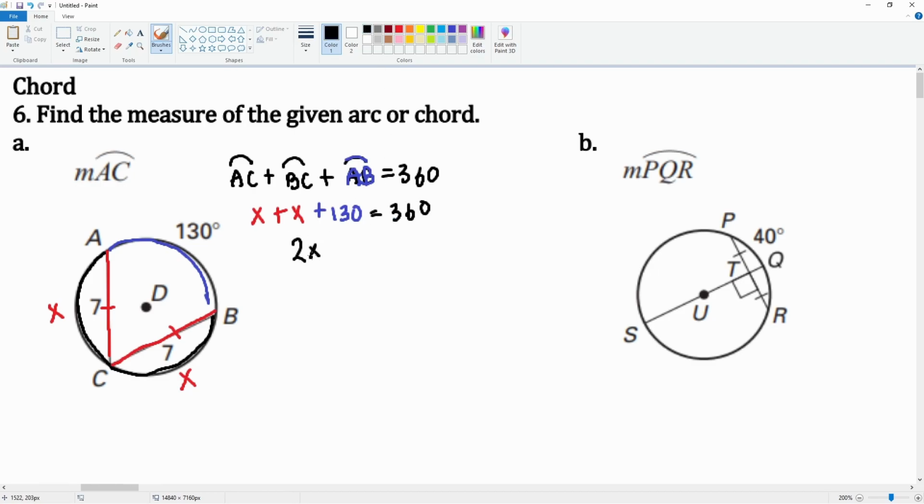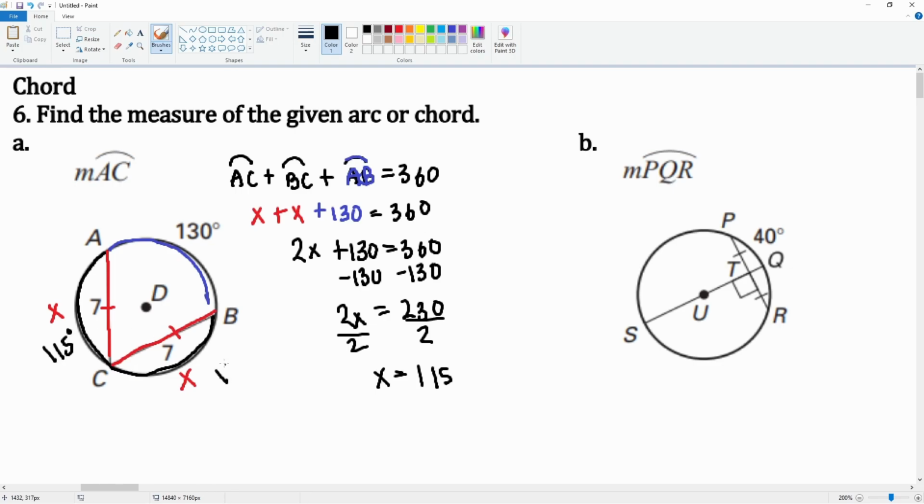Combine like terms: 2x plus 130 is equal to 360. Subtract 130 from both sides. This gets you 230 equals 2x. Divide by 2, you get x is equal to 115. So these were both 115 degrees. So we can say the measurement of arc AC is equal to 115 degrees.